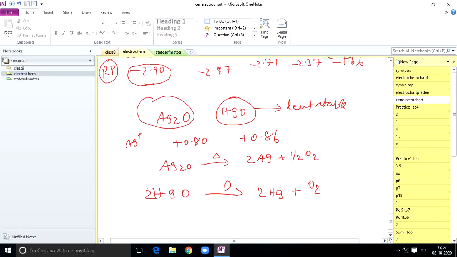Now we will have one numerical. Now we will have a numerical session, students.